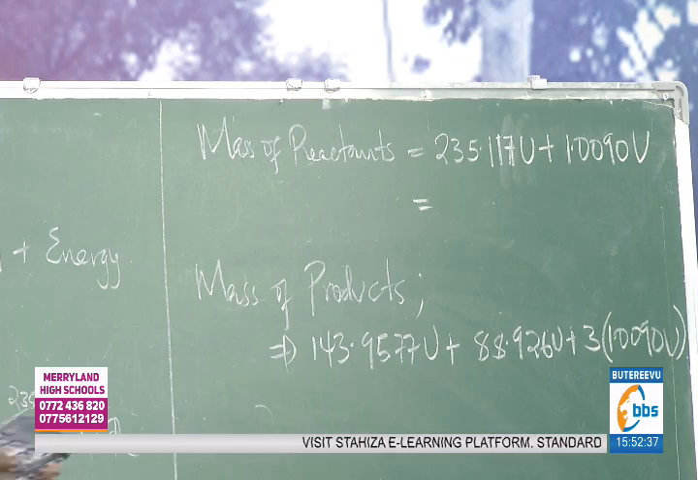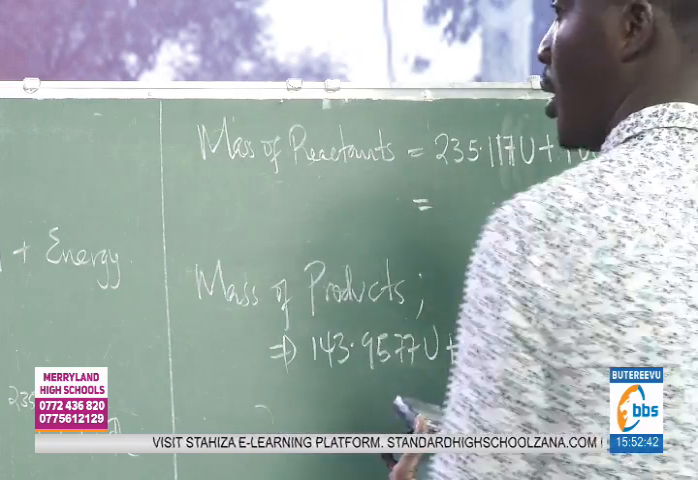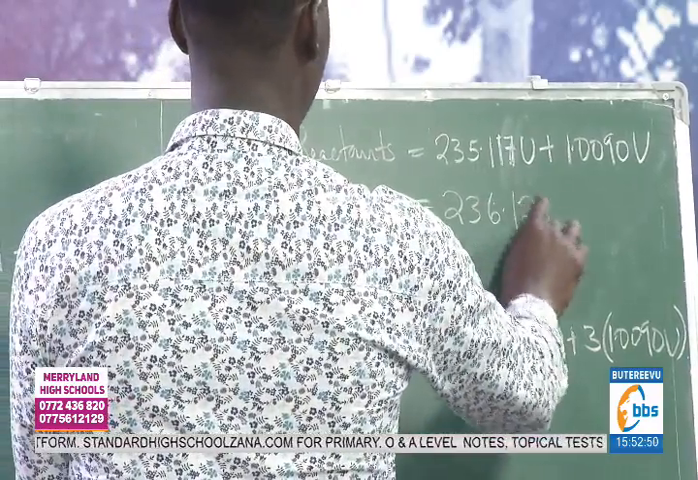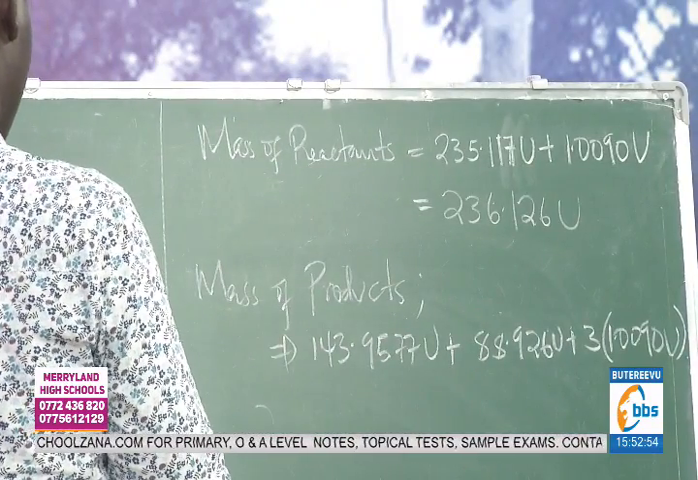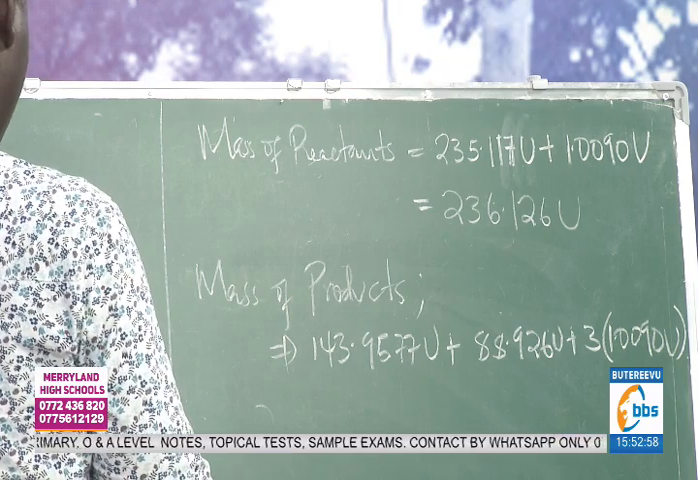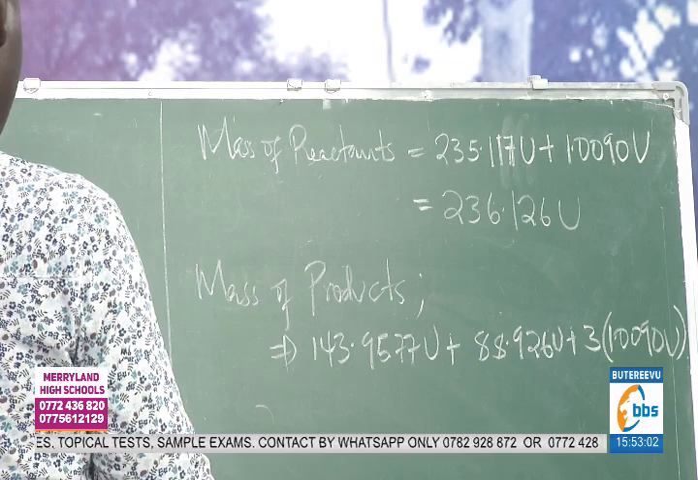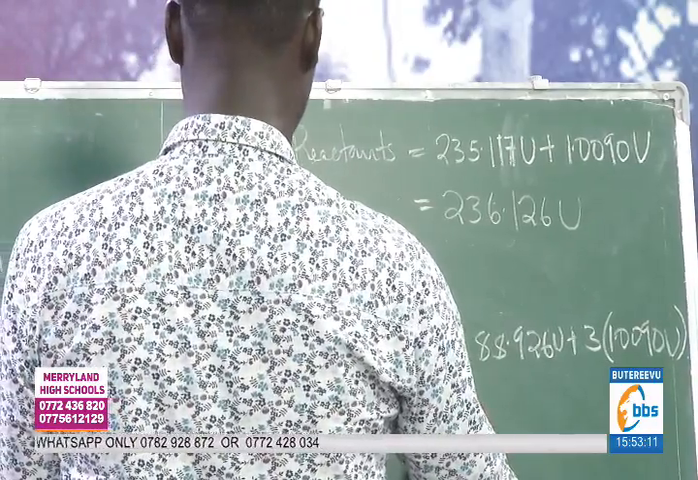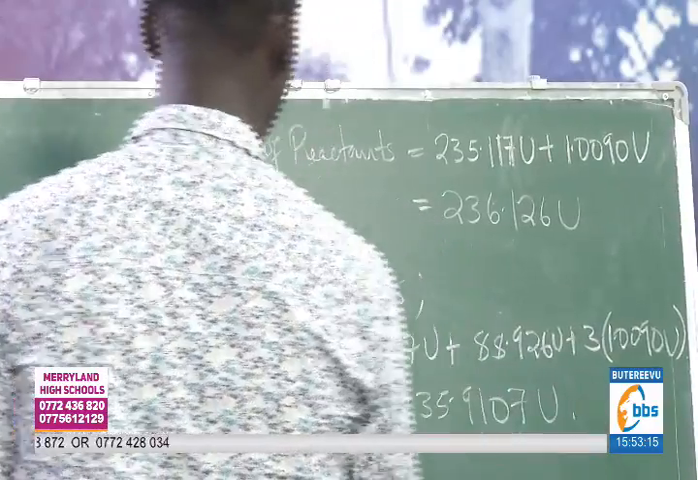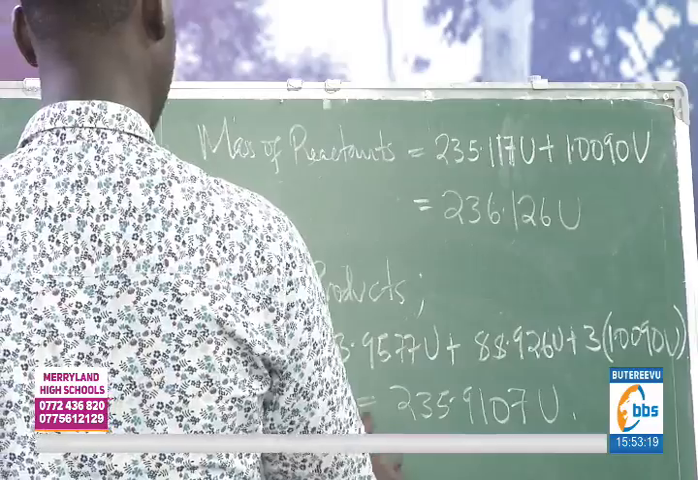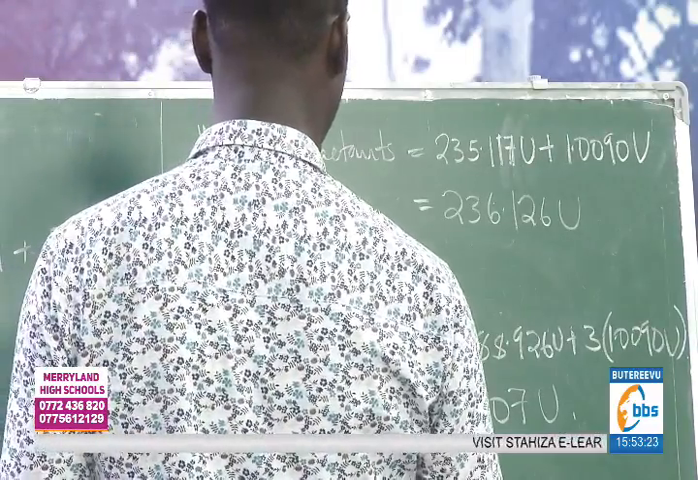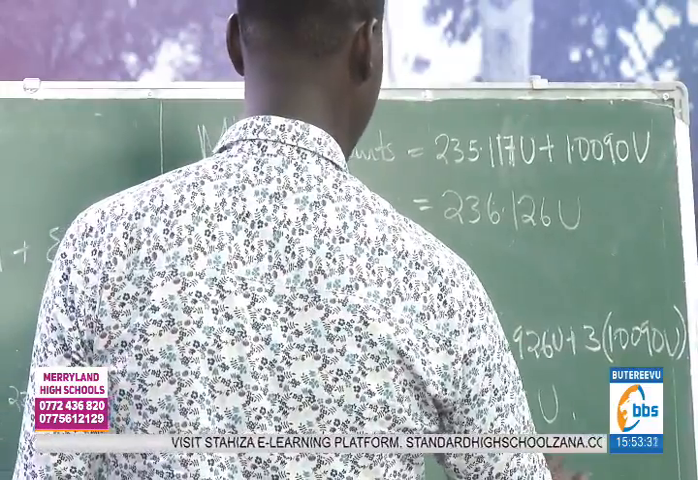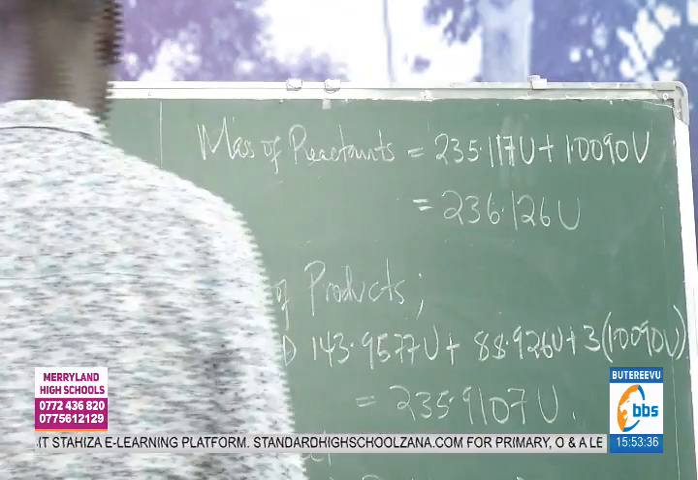So quickly we'll go through this. 235.117 added to 1.009, I get 236.126 U. Then 143.9577 plus 88.926 plus brackets 3 times 1.009 gives me 235.917 U. So what is the mass defect? The mass defect is definitely the difference between the mass of the reactants and that of the products. This will be 236.126 U minus 235.9107 U. I hope my mathematics is perfect.